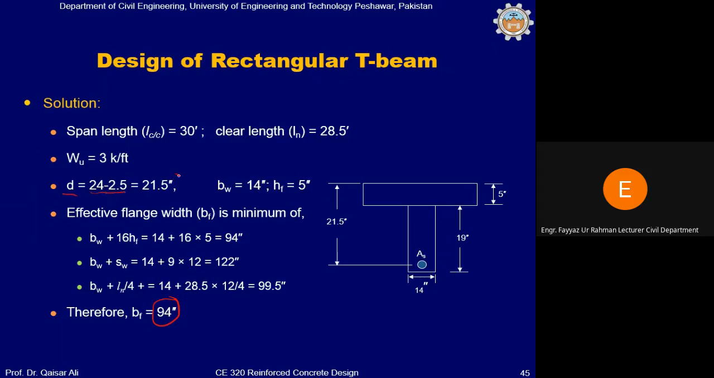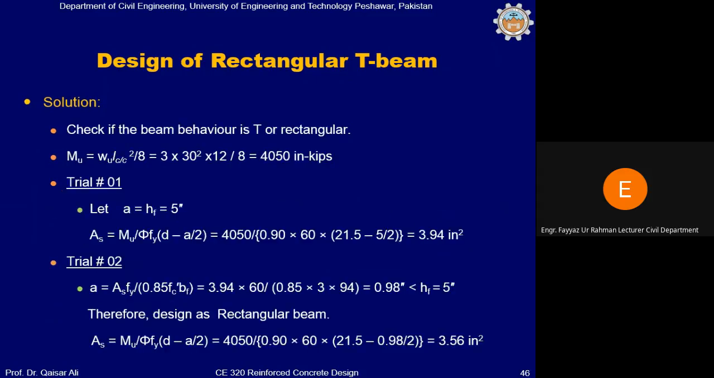24 minus 2.5, 21.5 inches। All other geometric properties are given to you. Now, as I told you in the first trial, you will assume a is equal to HF, which is 5 inches. From this, you will calculate AS, which is coming 3.94 inches squared. Recalculate a, which is coming 0.98 inches. So 0.98 is less than HF, which is 5 inches.